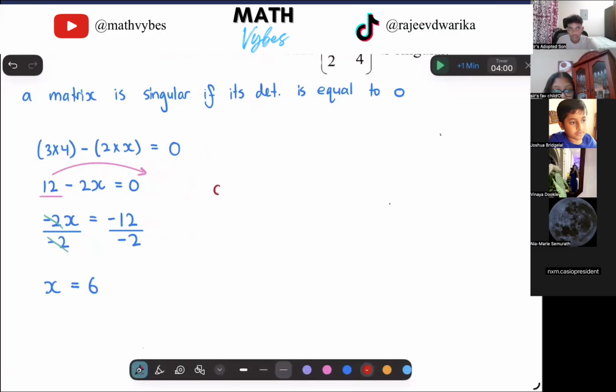If he did it like how he was going to do it, then the solution would have looked like this. 12 minus 2x is equal to 0. If you move across the minus 2x, that's going to turn to 12 is equal to 2x. Then you just divide both sides by 2, and x would be equal to 6.